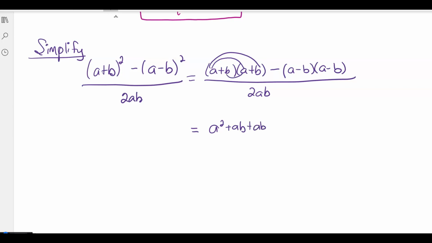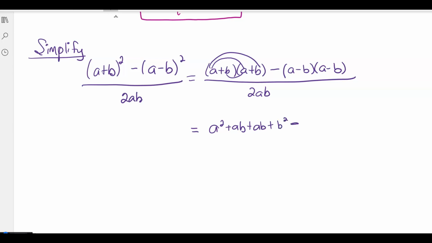Please write your variables. For the most part, we want to write them in order. This just helps because we could have written BA, but isn't it just best to write everything in order? Then you can identify your like terms more easily. And then we have b times b, which is b squared.